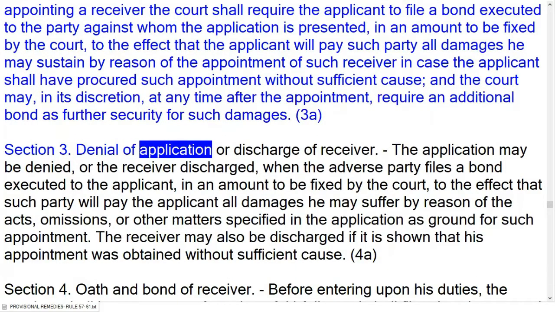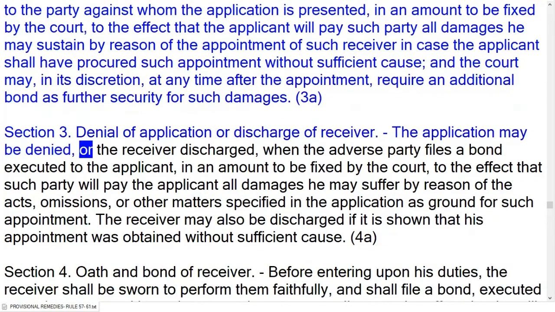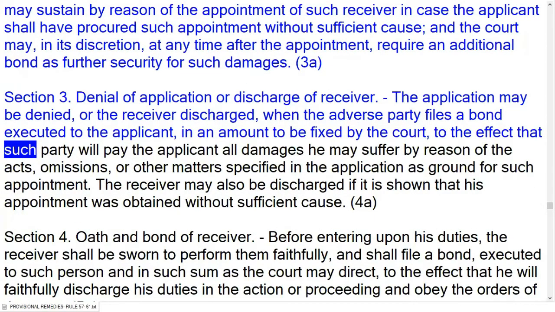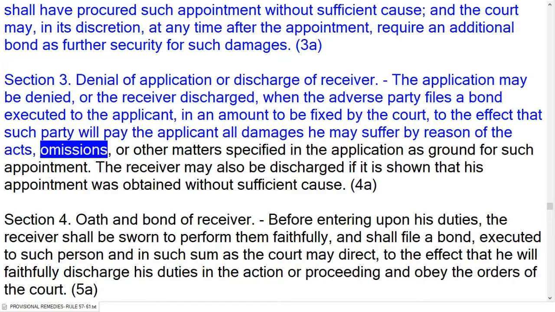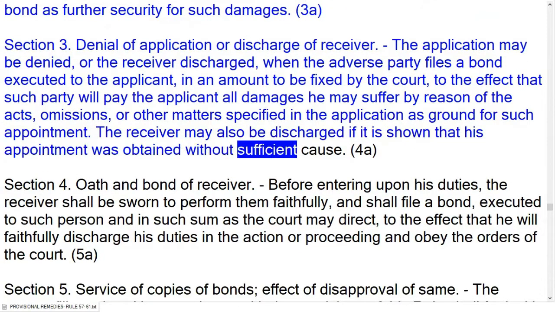Section 3. Denial of application or discharge of receiver. The application may be denied, or the receiver discharged, when the adverse party files a bond executed to the applicant, in an amount to be fixed by the court, to the effect that such party will pay the applicant all damages he may suffer by reason of the acts, omissions, or other matters specified in the application as ground for such appointment. The receiver may also be discharged if it is shown that his appointment was obtained without sufficient cause.